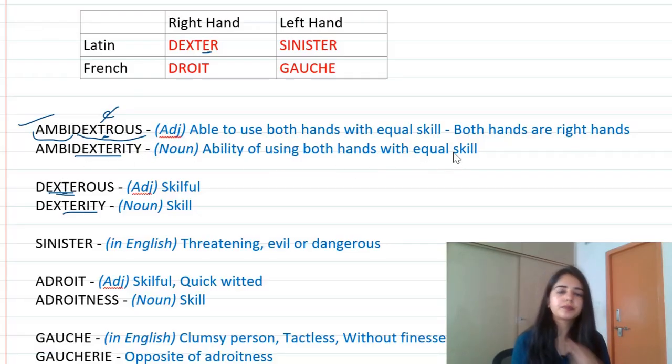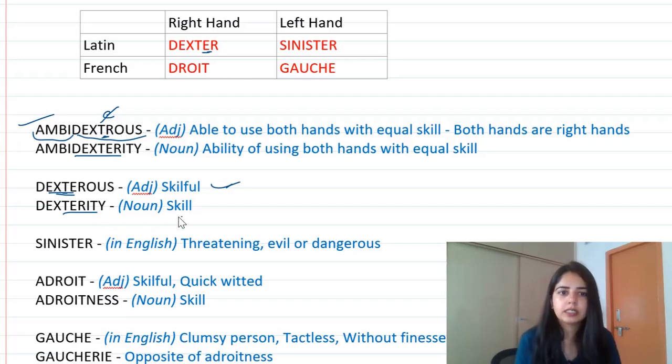The person who can do this is ambidextrous, and this ability of being able to use both hands is known as ambidexterity. Now there are other words also. Dexterous means skillful, because the right hand is considered more skillful than the left. So a person who is dexterous is skillful, and the noun is again dexterity, which is skill. So these are regarding the right hand.